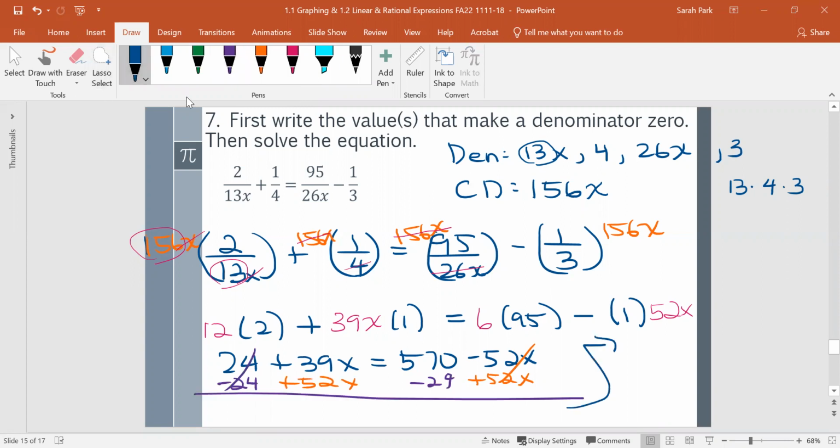And that is going to give us 91x is equal to, let's see, 570. I think I wrote a 24, right? 570 minus 24, we get 546. And then we're going to divide that by 91 on both sides. Let me grab a different color.